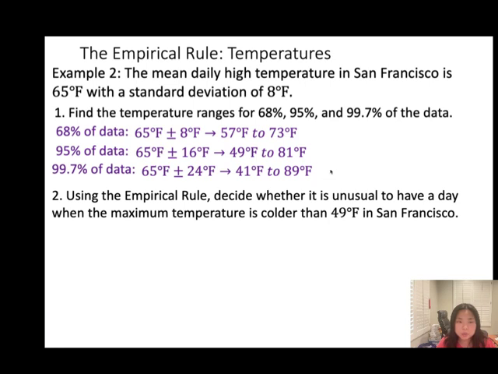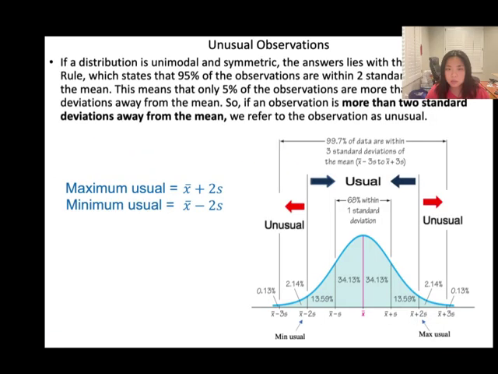Okay, number 2. Using the empirical rule, decide whether it is unusual to have a day when the maximum temperature is colder than 49 Fahrenheit in San Francisco. So, talking about the unusual values. So remember this picture? The mean plus minus 2 standard deviations. Outside this part will be unusual. Okay?